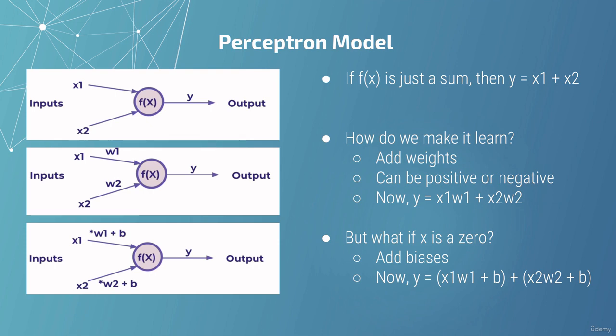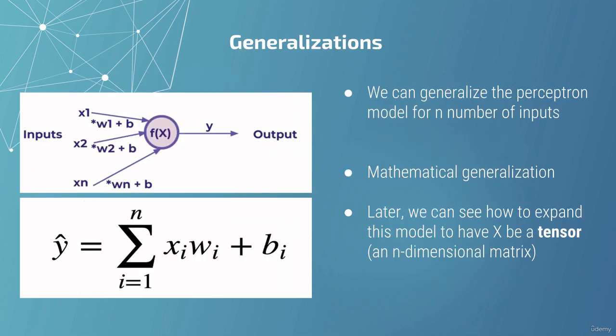So far, we've only been looking at a simple sum function. Let's generalize this perceptron model for any function. We can generalize it for n number of inputs. This equation might look complex, but all it's saying is that y equals x sub i times w sub i plus b sub i, where the i increments by 1 for all of the n inputs we have. This is the mathematical generalization.